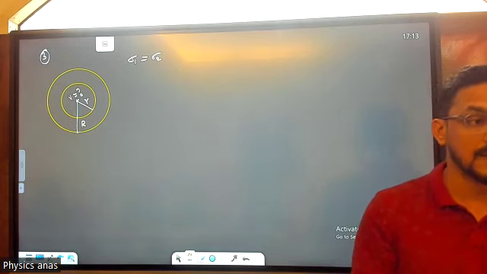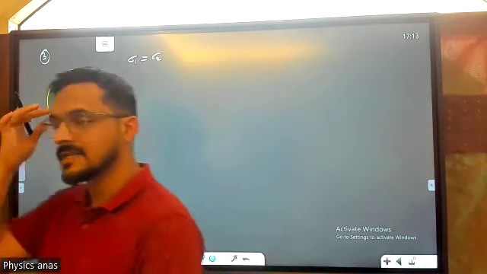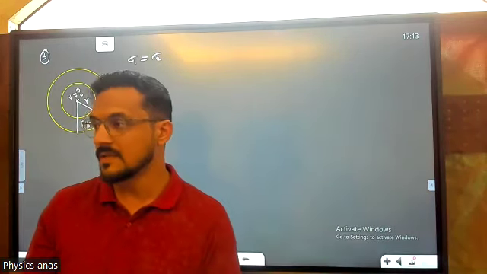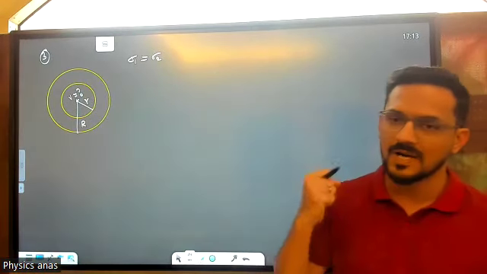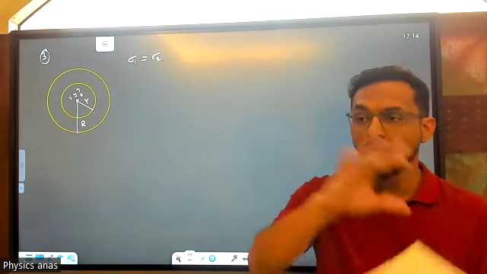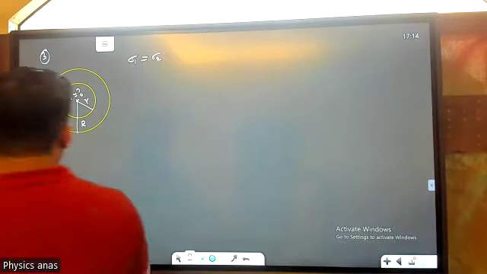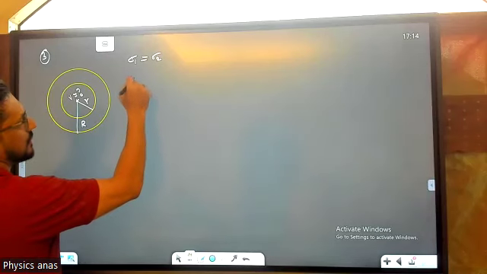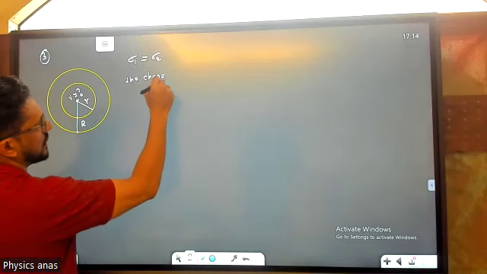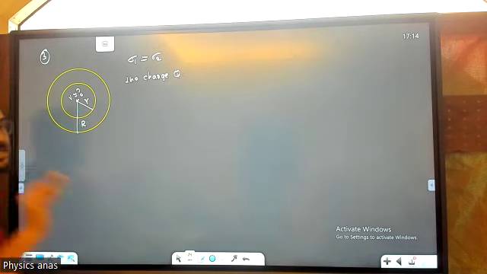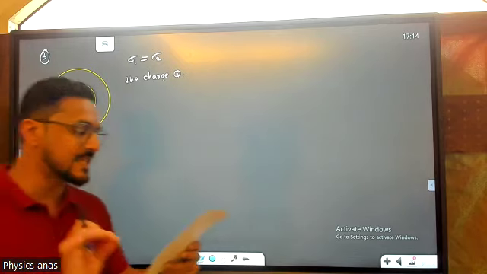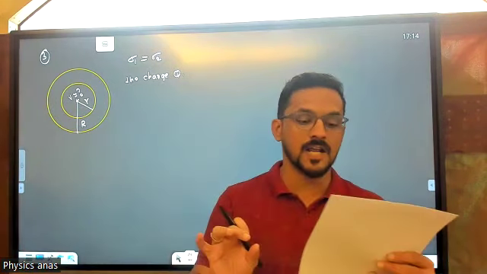How can you solve this? There are actually two ideas in this question. Just concentrate on what I am saying. What are the two ideas? The whole charge given in the question is Q. That Q is distributed over both of these shells. A charge Q is distributed over two concentric hollow spheres.